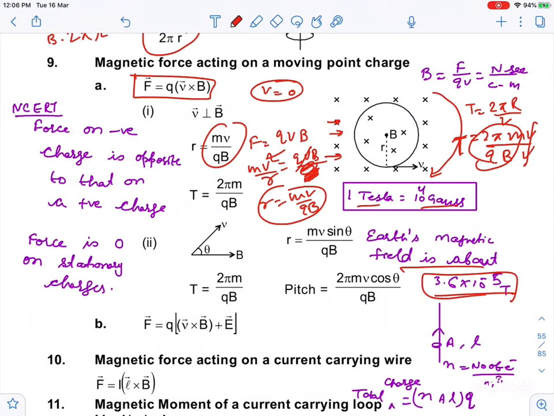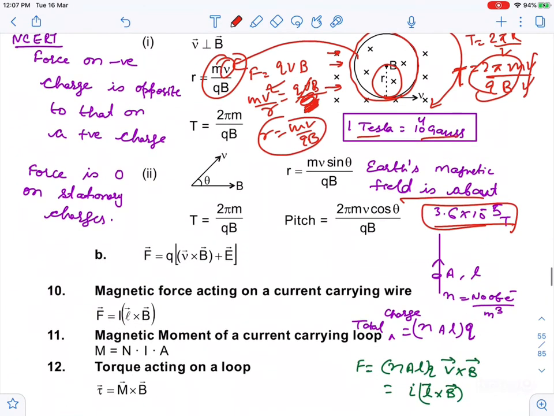So no matter if you are throwing the particle with 10 meter per second or 100 meter per second, the time period will be the same. The 10 meter per second will constitute a smaller circle, 100 meter per second will constitute a larger circle, because this radius depends upon this velocity. So radius depends upon velocity, time period is independent of velocity.